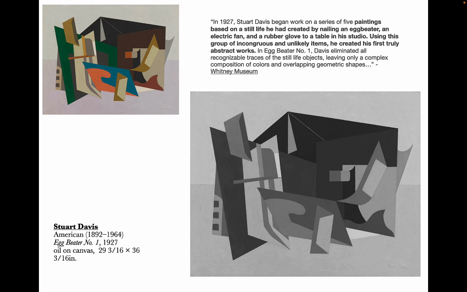This is Stuart Davis, and he didn't make collages, but he did make a still life where he nailed an egg beater, an electric fan, and a rubber glove to a table in his studio and used these unlikely items to create his first really abstract works. So he's starting from something in reality, taking these shapes and breaking them down.